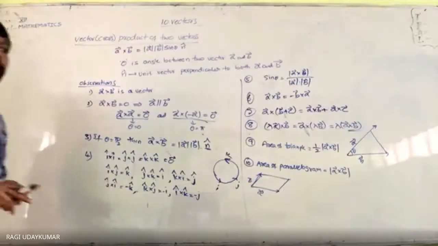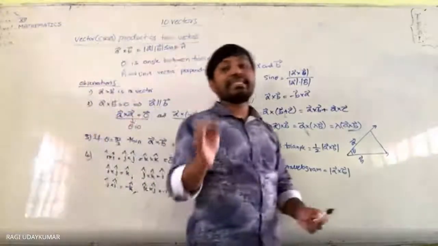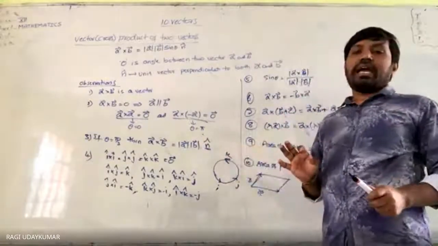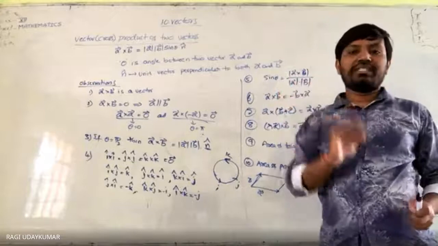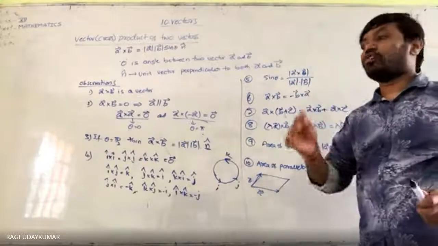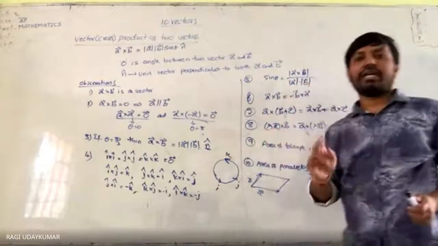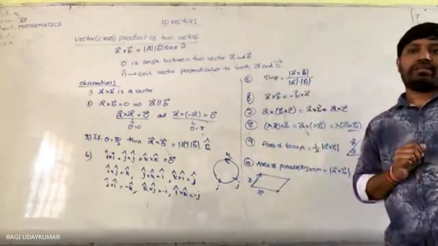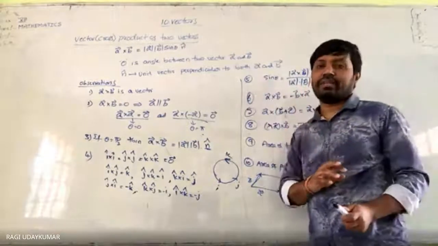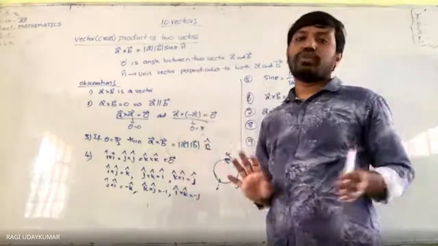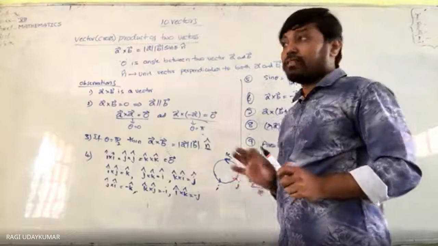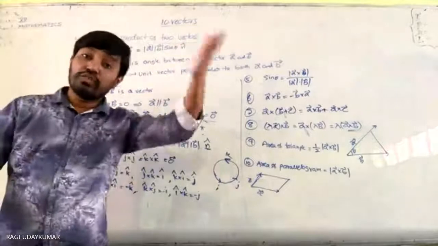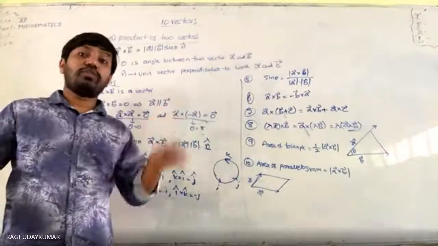Let me revise. Dot product is a scalar, a real number, and cross product is a vector. And that vector is perpendicular. Suppose a question is given to you: find a vector which is perpendicular to the two given vectors. Any two vectors are given and you are asked to find the vector perpendicular to both. Then simply you need to find their cross product. And suppose the question asks you to find a vector whose magnitude is equal to 8, which is perpendicular to both the vectors.